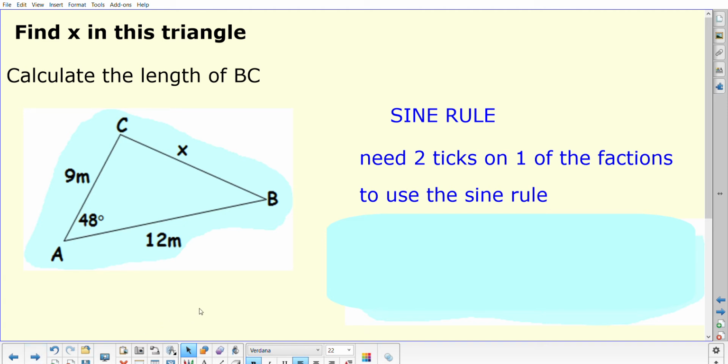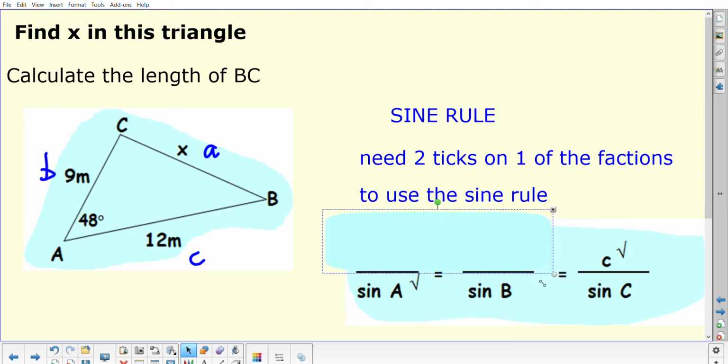So here, if I asked you to calculate the length of side x in this diagram, I would have the diagram drawn and my sides named. So remember, lowercase letter opposite angle A is lowercase letter a. This one here would be side b, and this one would be c. If we then tick off what we know, we can see that we are trying to work out the size of a.